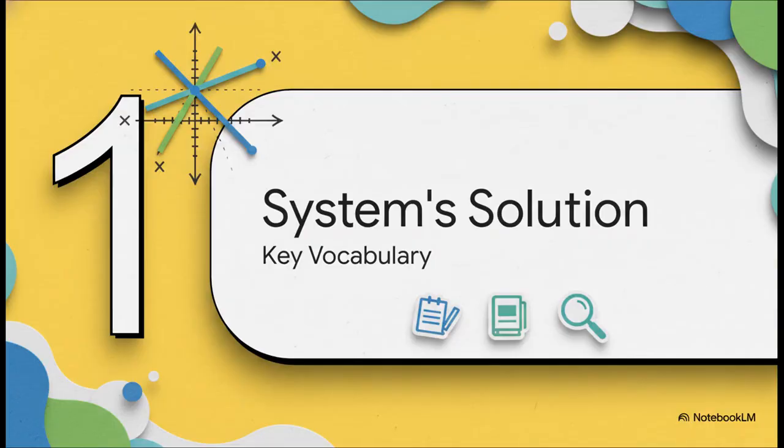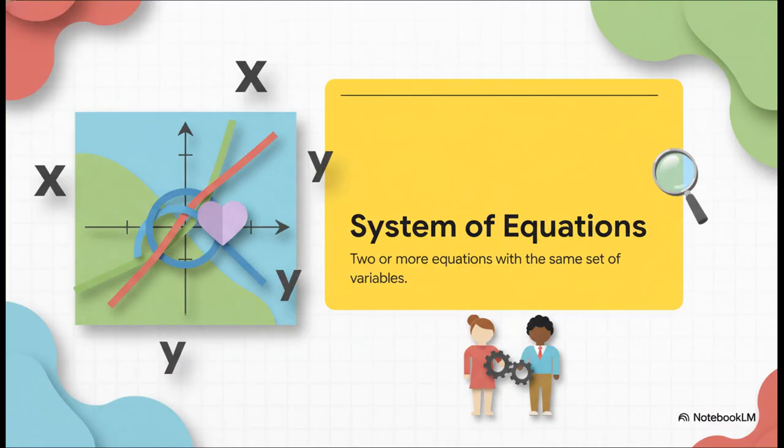Okay, so before we actually start graphing, let's just make sure we're all speaking the same language. There are two key terms that are the foundation for everything else we're about to do. First up, a system of equations. Don't let the formal name fool you. All this means is you have a team, two or more equations that are linked together because they share the same variables. You know, our good old friends x and y.